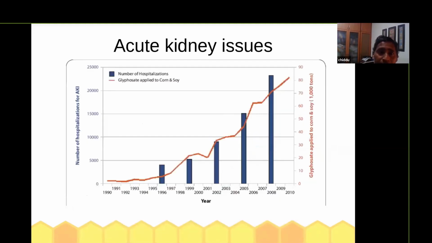So same thing, the number of hospitalizations for acute kidney issues has again increased, just like the thyroid. The glyphosate usage has increased in the US, and you can see that the kidney issues have increased. And if you look up, there was an incident in Sri Lanka where they banned glyphosate because a lot of their agriculture people were getting kidney failures.